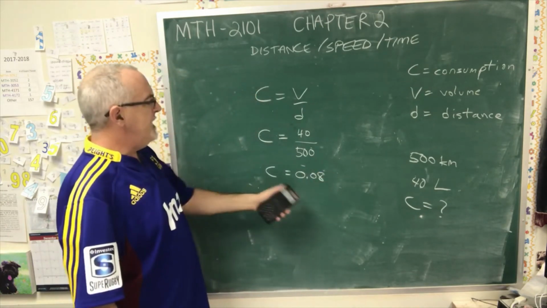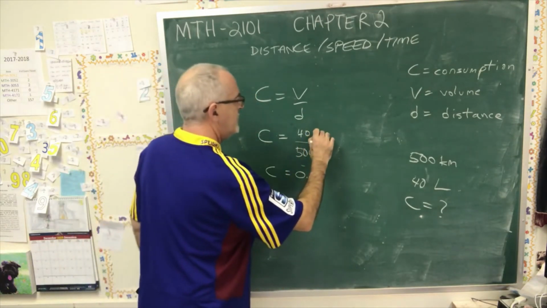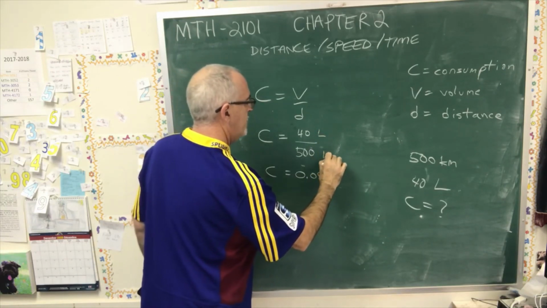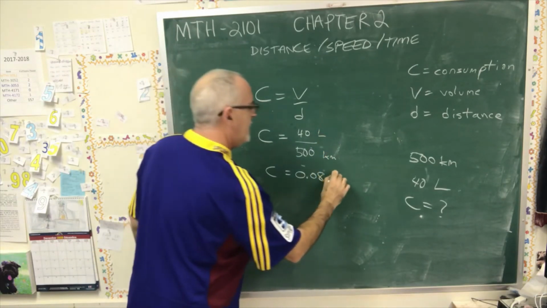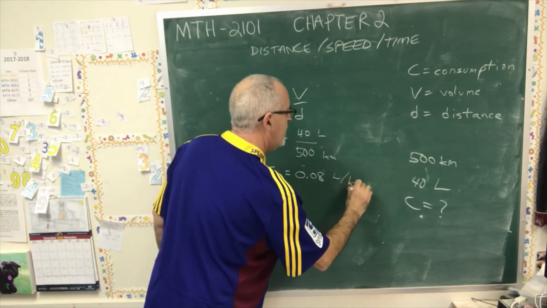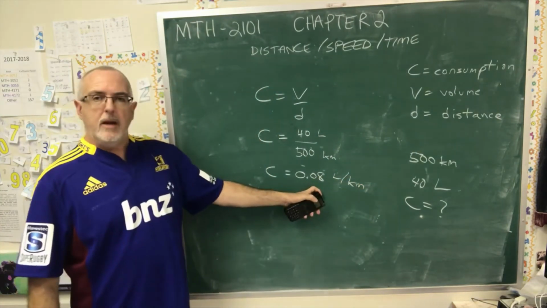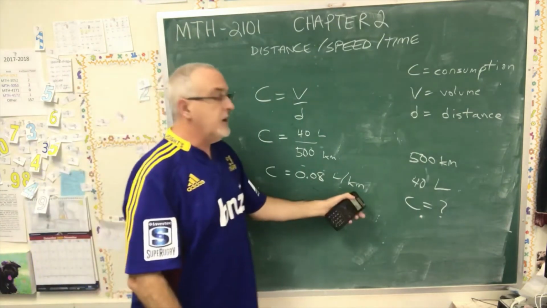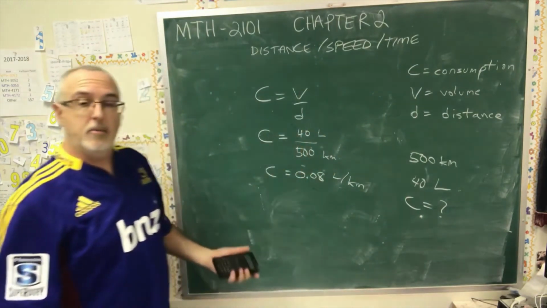What's my unit of measure? This was always liters, and this was always kilometers. So it's 0.08 liters per kilometer. Well, 0.08 is a small number. It's a very small volume of gas that carries me a kilometer in whatever vehicle it is I'm driving.